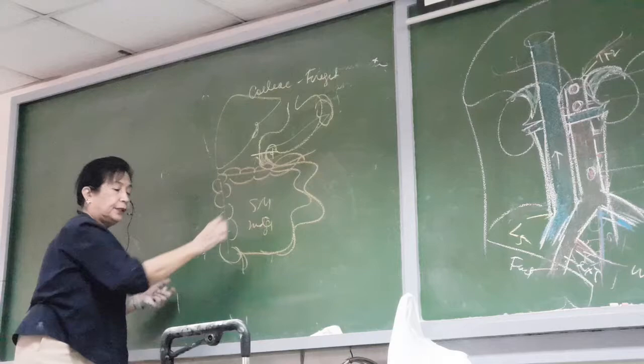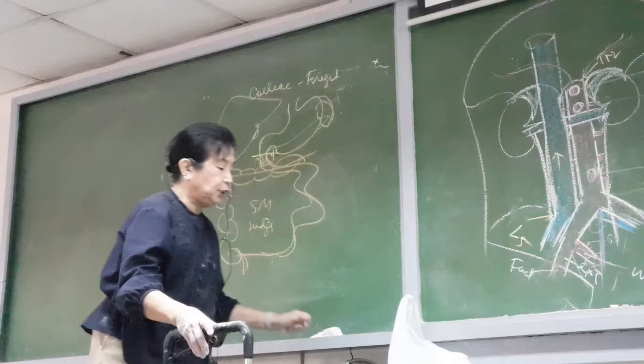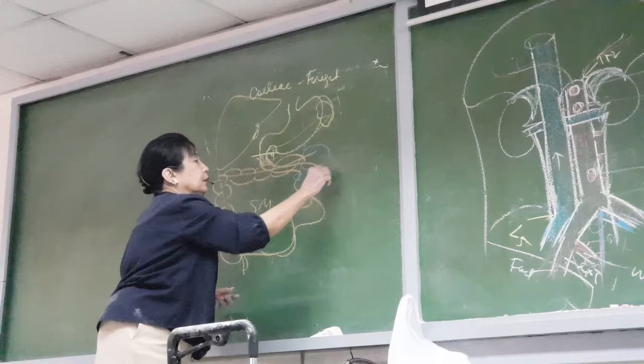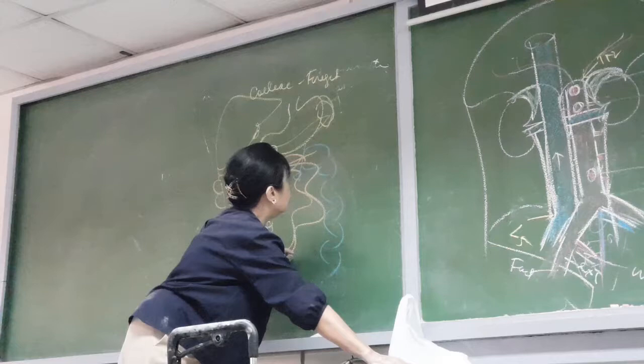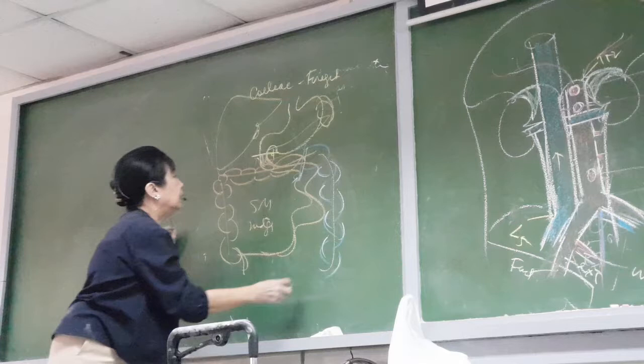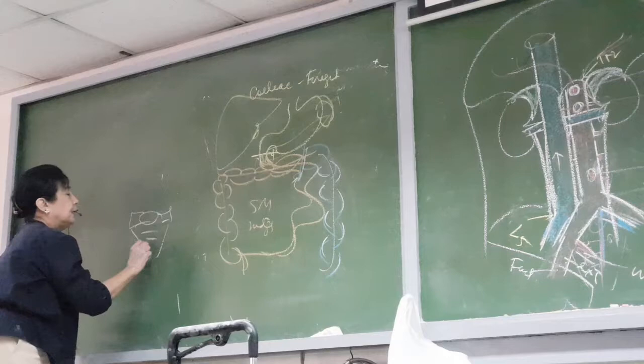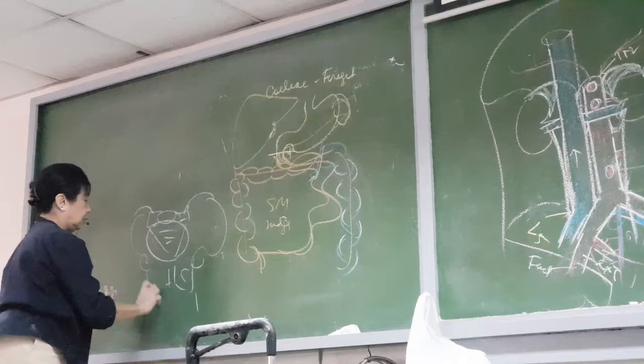And then you have your hindgut. From where? Distal one-third of your transverse colon, descending colon. And the descending colon, when it reaches the pelvic inlet, so you have here your pelvic bones, right? And this is the pelvic inlet.